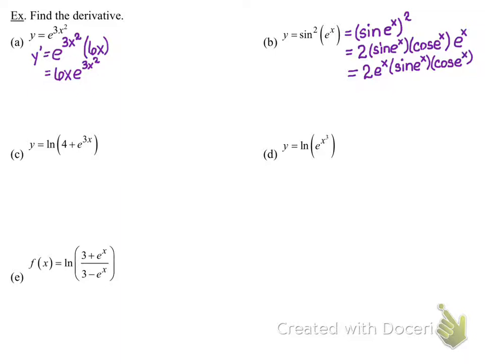And C says the natural log of, we're going to take the derivative of the natural log of 4 plus e to the 3x. So when we do that, the derivative of any natural log is 1 over whatever you're taking the natural log of.